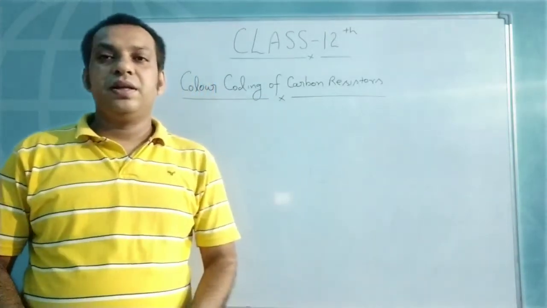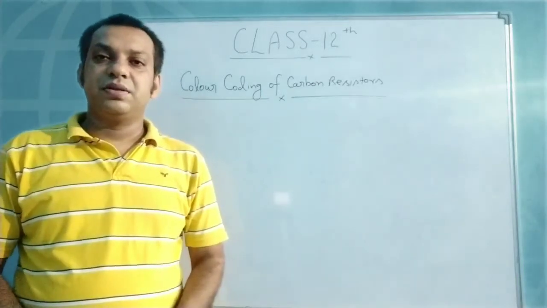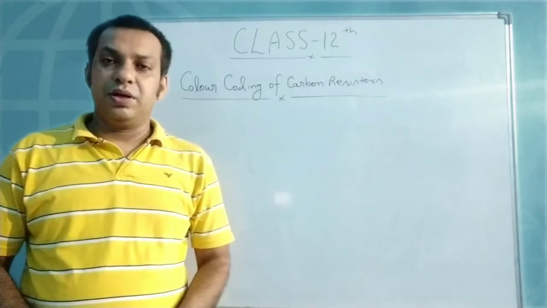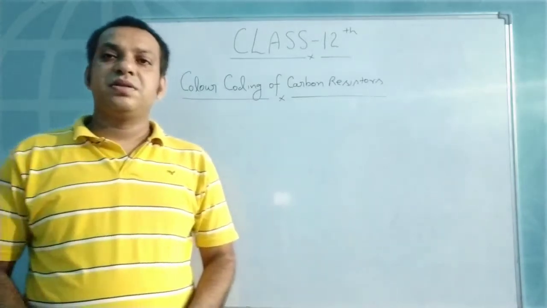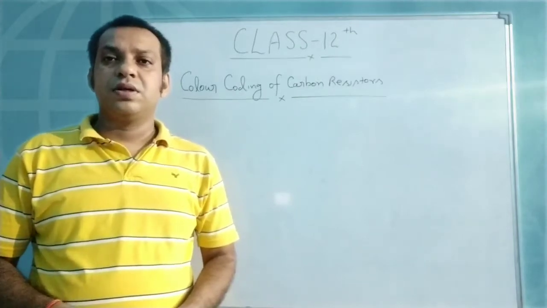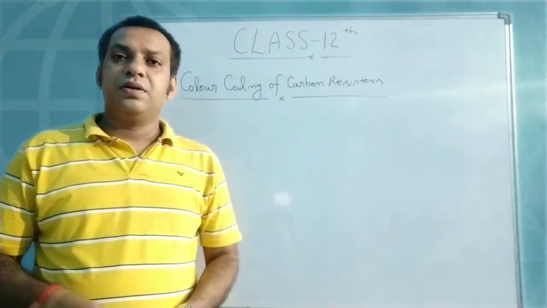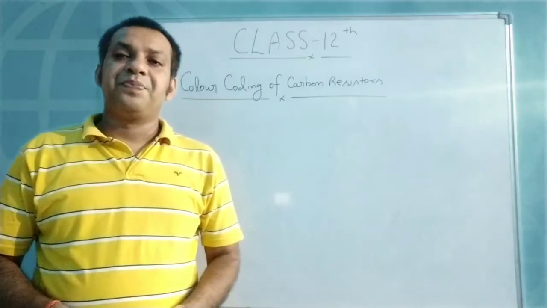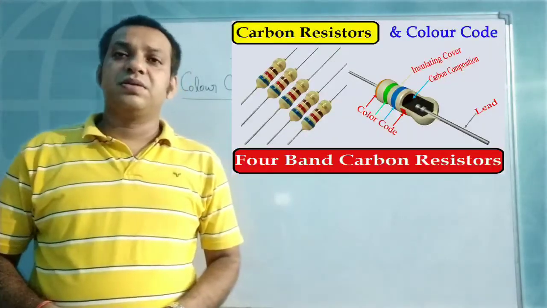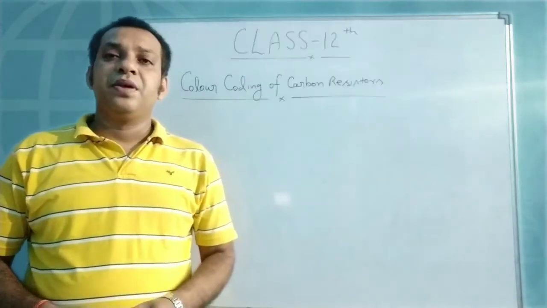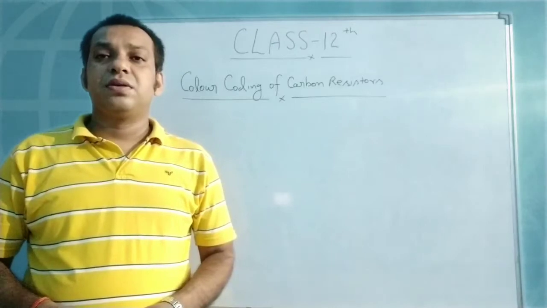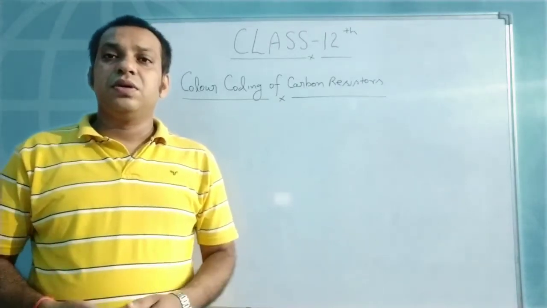As you know, on any appliance or circuit element, some parameter or rating is mentioned on the component. For example, if you are purchasing a bulb, it is mentioned that it is 7 watt, 9 watt, 12 watt or 100 watt. But in the carbon resistor, because the size is very compact, if a rating is written, it is not very easy to read.